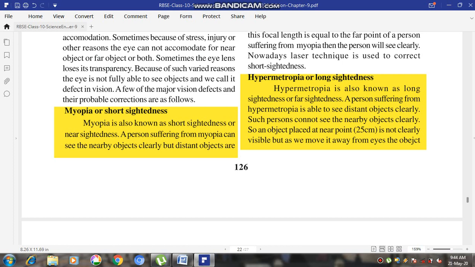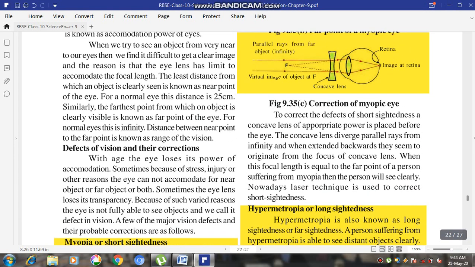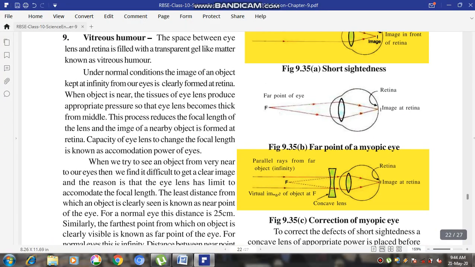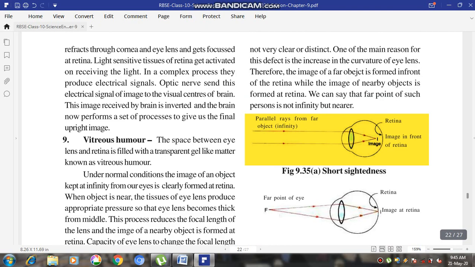Myopia is also known as short-sightedness or near-sightedness. A person suffering from myopia can see nearby objects clearly, but distant objects are not clearly visible. So in myopia, what happens? We can see near objects clearly, but we cannot see distant objects clearly.